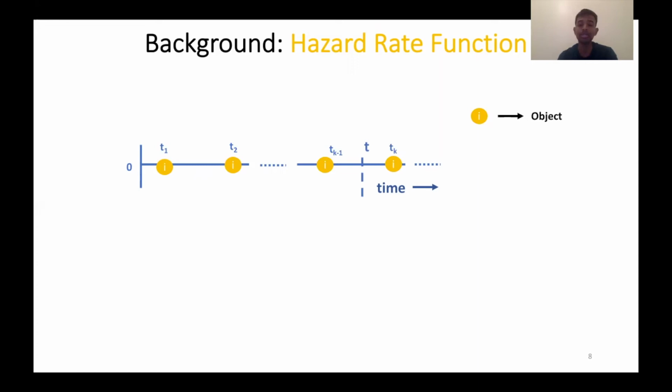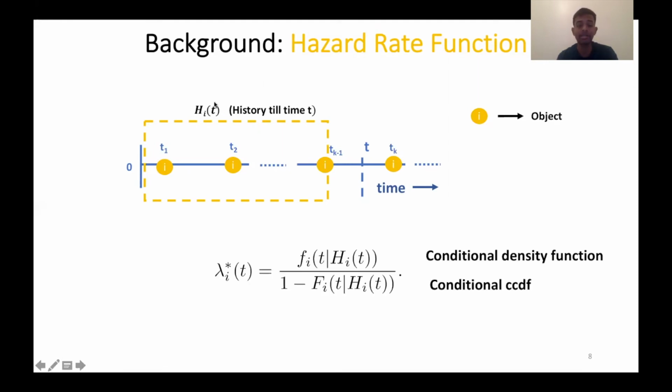And suppose you want to compute the hazard rate function associated with object i at time t. What you can do is, given the knowledge of the history of object i requested before time t, denoted here as h_i(t), compute the hazard rate function at time t for object i by taking the ratio of the conditional density function at time t for object i to the conditional CCDF of object i at time t.